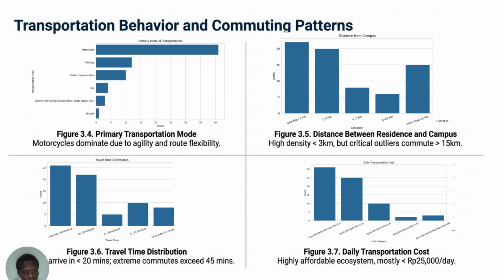For the time distribution traveled by the students, the majority arrive at their campus in less than 20 minutes, while extreme commutes exceed 45 minutes. As for the daily transportation expense, it is a highly affordable ecosystem of mostly around 25,000 rupiah per day.